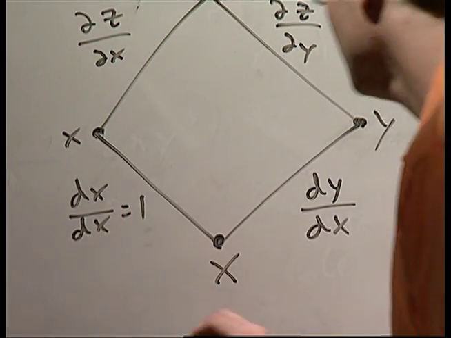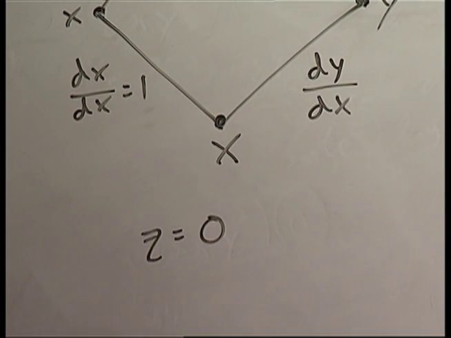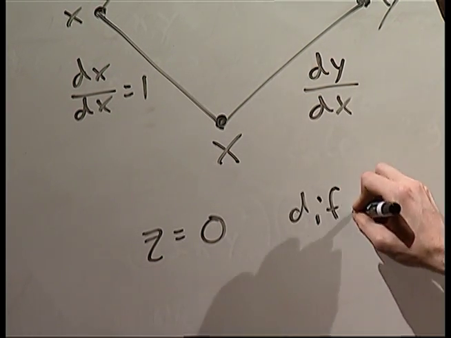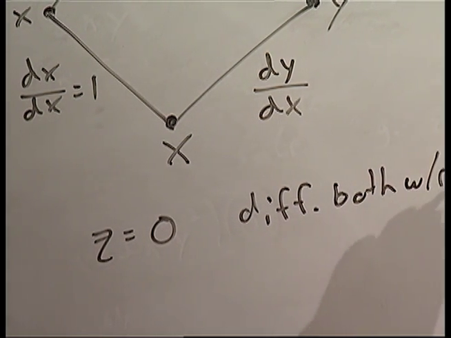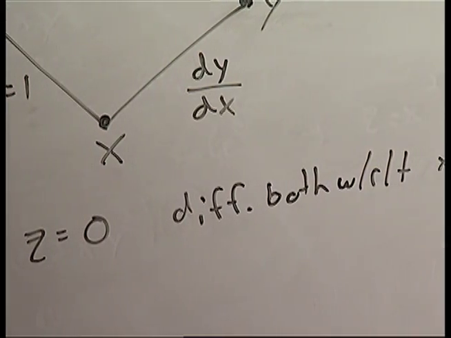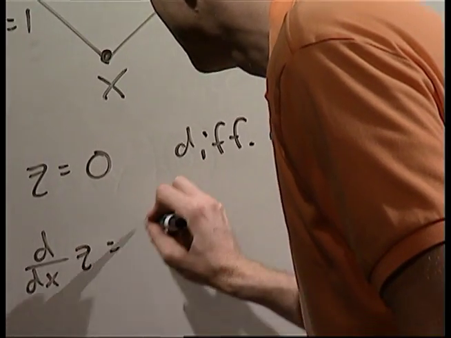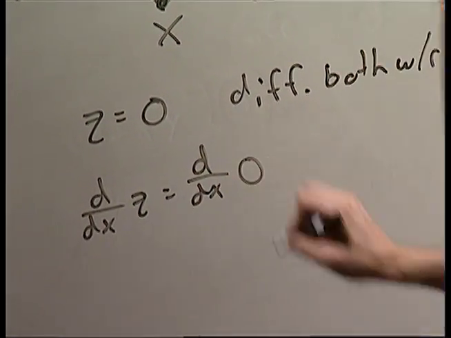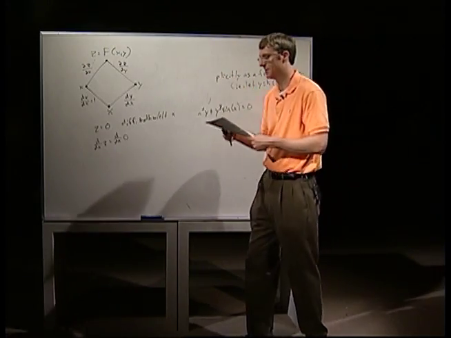So if I have my position z equals 0, and let's say I differentiate both sides with respect to x, right? In other words, I do d dx z equals d dx 0. That's what I'm doing here. It's like I used to do with implicit differentiation. I took d dx of both sides, right?